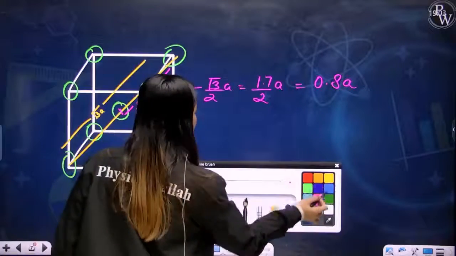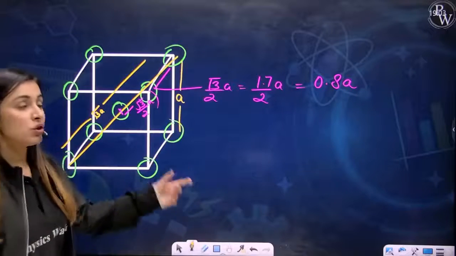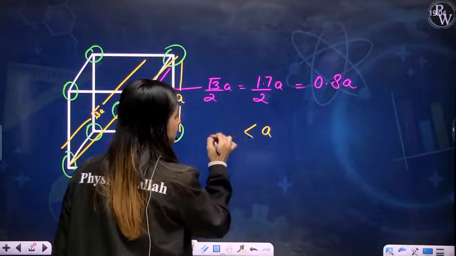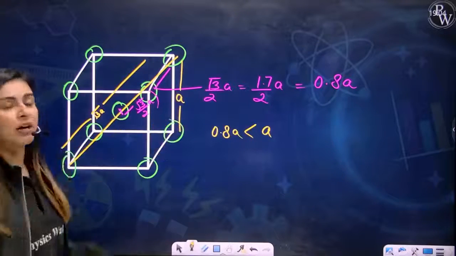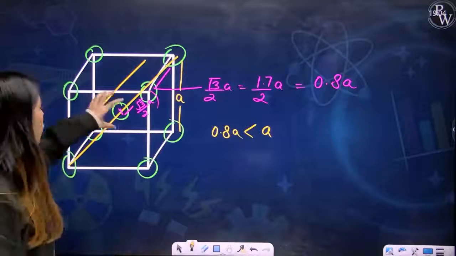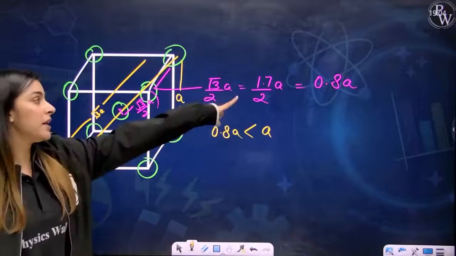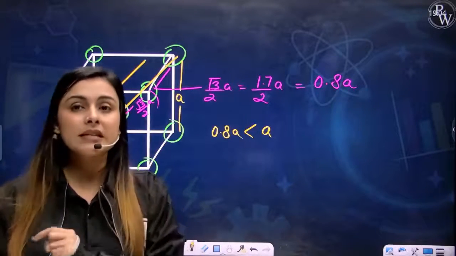And if I ask you what is the distance between these two atoms, you will say it is a. So I know that a is more than 0.8a. So who is the nearest neighbor? This atom or the body diagonal atom? Obviously, the body center atom is at a minimum distance of 0.8a, and this will be the coordination number. The nearest neighbor will be this.